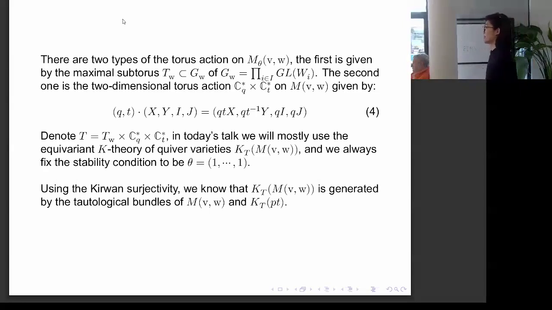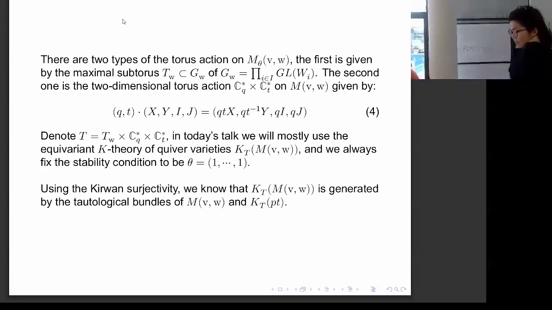So in today's talk, we'll mostly use the equivariant K-theory of quiver varieties, which will be written in this form. And we always fix the stability condition to be 1, 1, 1, 1, 1. For the generators of this equivariant K-theory, by the Kirwan surjectivity, it is usually generated by the cocharacters of the torus and the tautological bundles over these quiver varieties.